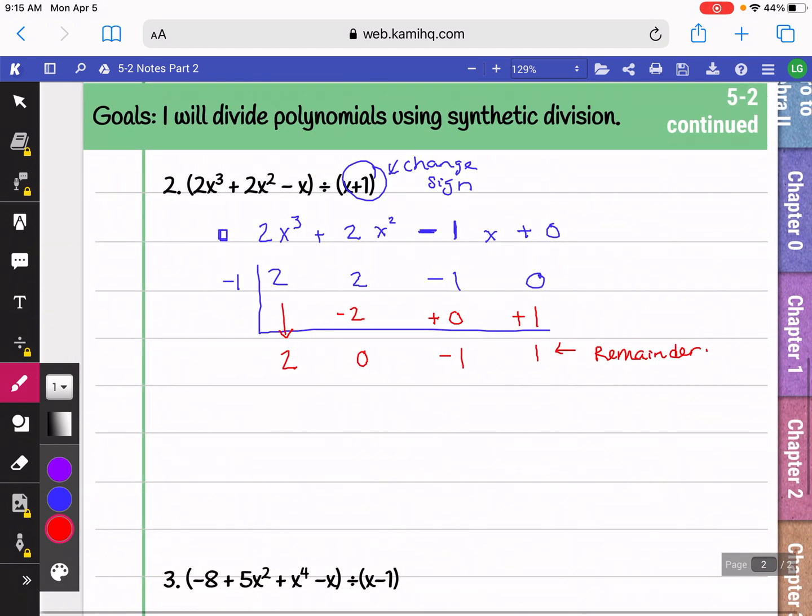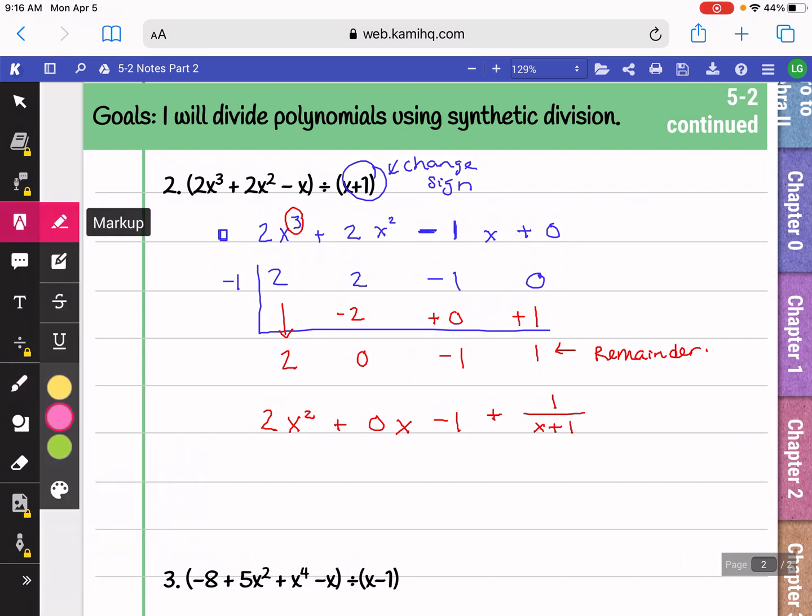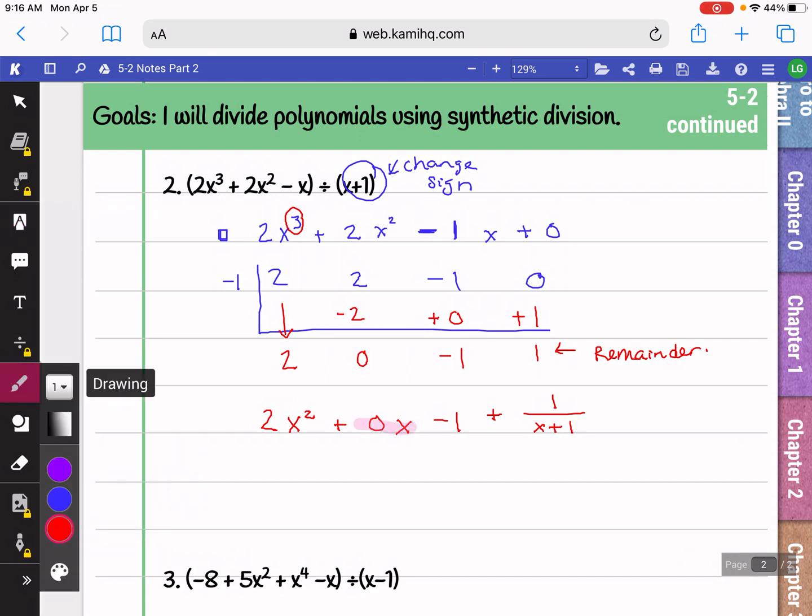So now I'm ready to start writing my answer. Since the original problem started with an x cubed, my answer is going to start with an x squared, then x, then the constant. So I have 2x squared plus 0x minus 1. And then my remainder is a positive 1 over x plus 1 for this problem. In your final answer, you don't have to leave the 0 there. Remember, it was just a placeholder. So I could just write 2x squared minus 1 plus 1 over x plus 1.